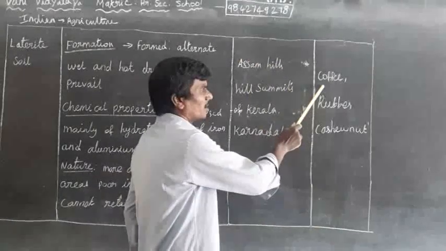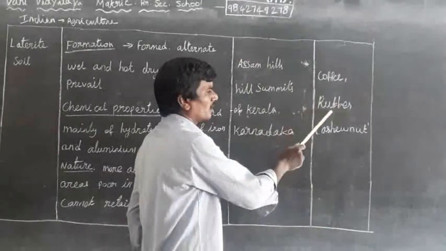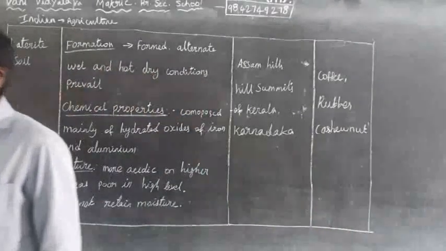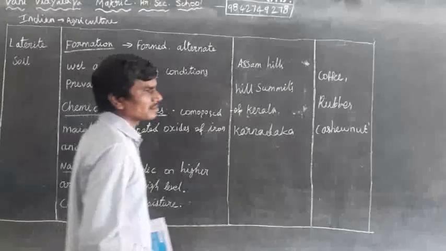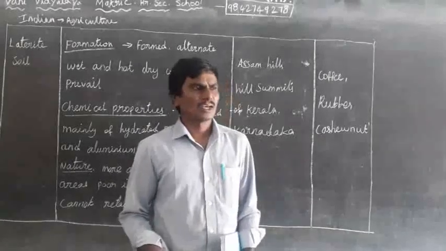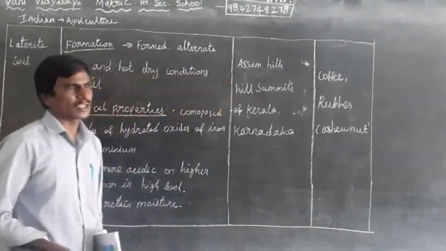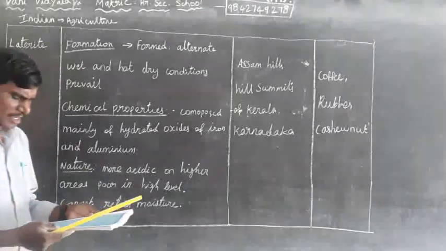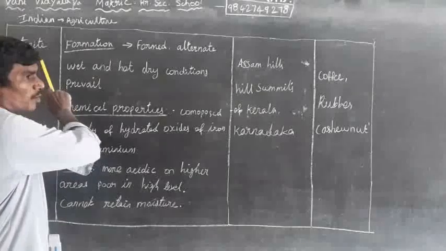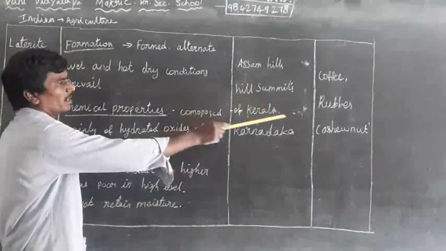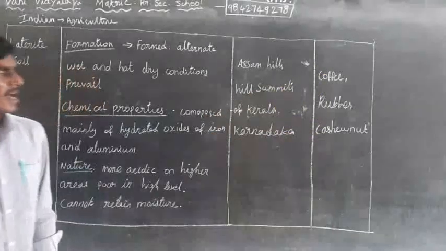Laterite soil grows coffee, rubber, and cashew. Alluvial soil grows paddy, black soil grows cotton, red soils grow rice, wheat, cotton, sugarcane and the like. But laterite soils are found only in hilly areas, growing rubber and coffee.